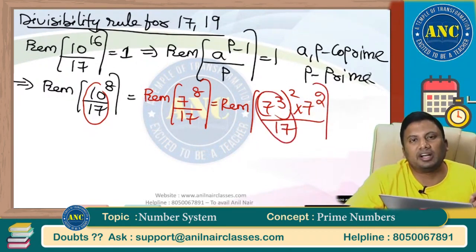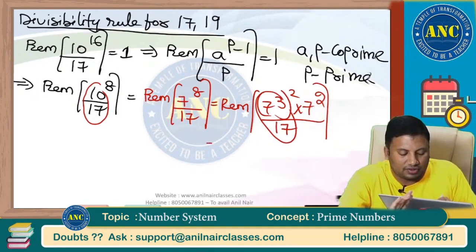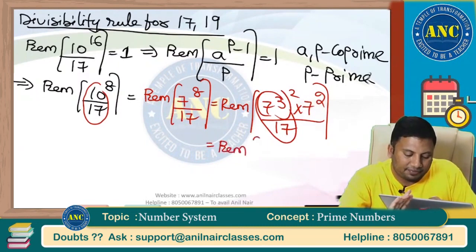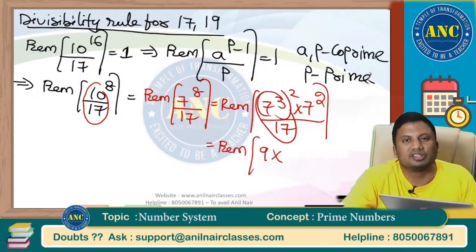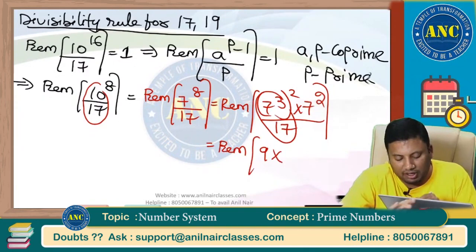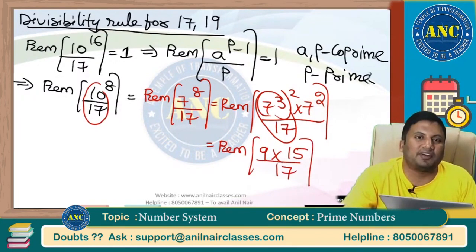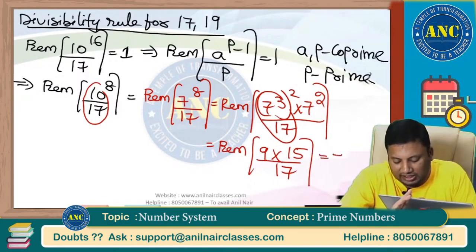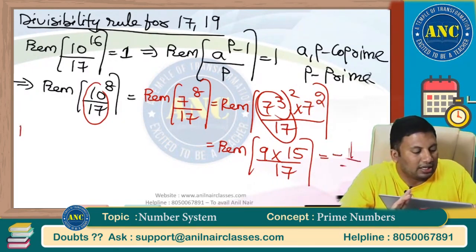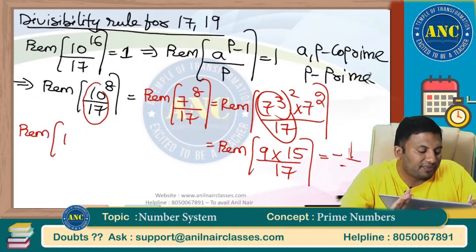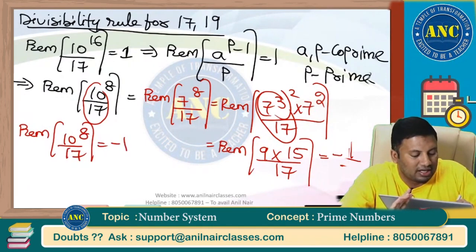343: 17 twenties are 340, so the remainder is 3. 3 squared is 9. 9 times 15, that is 135. 17 eights are 136, so 135 divided by 17 is nothing but minus 1. So 10 power 8 divided by 17 is minus 1.